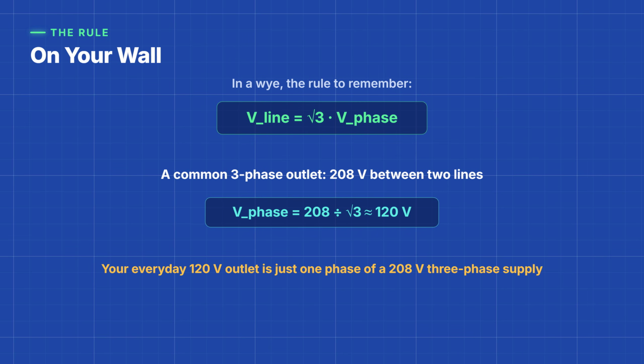Let's use it on something you can touch. In North America, a common three-phase outlet reads 208 volts between any two lines. That's the line voltage. So what's the voltage across a single phase? Divide by root 3. 208 divided by 1.73 is 120 volts. And there it is. The ordinary 120-volt outlet in your wall is just one phase of a 208-volt three-phase system.